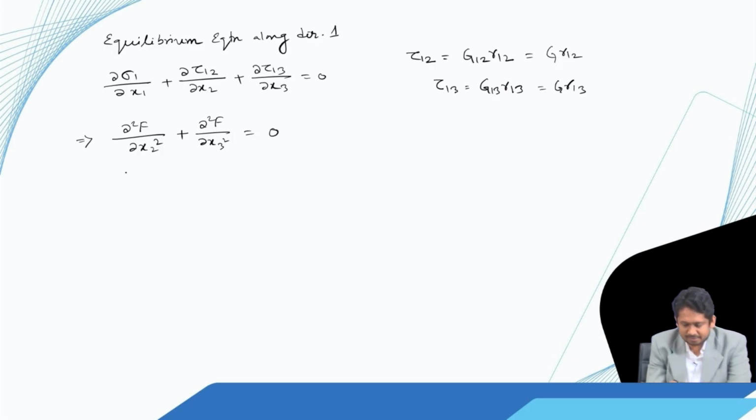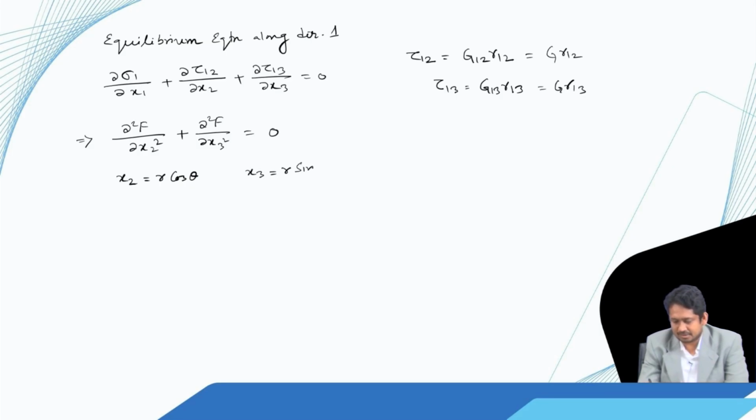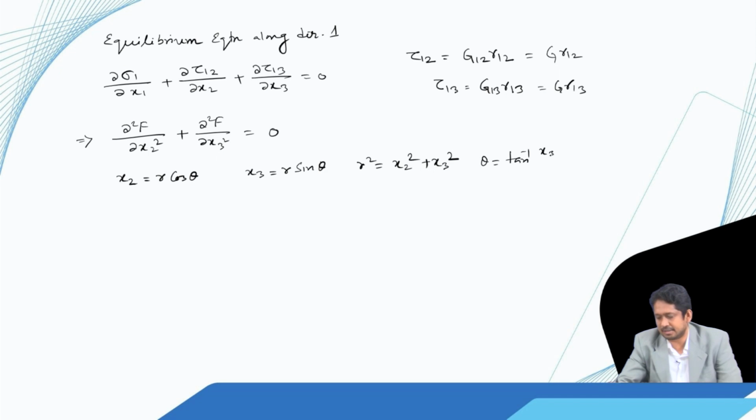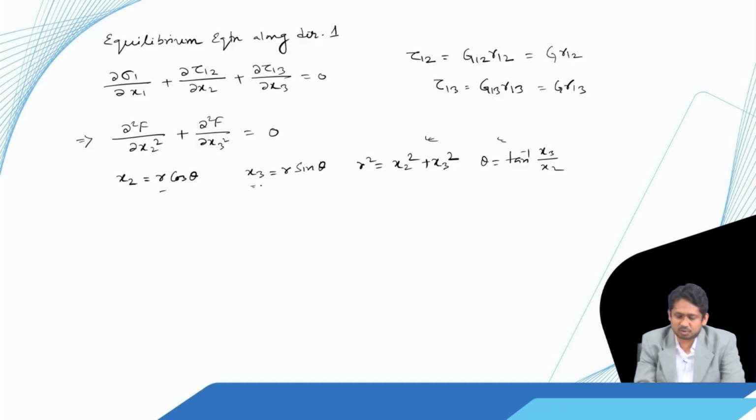Now, here we can make an assumption for x2 as x2 is equal to r cos theta, with r being the radial direction and theta denoting the circumferential direction. Similarly, x3 is equal to r sin theta, and that gives us that r square is equal to x2 square plus x3 square, and theta is equal to tan inverse x3 by x2. So, these two are just a consequence of these two assumptions.